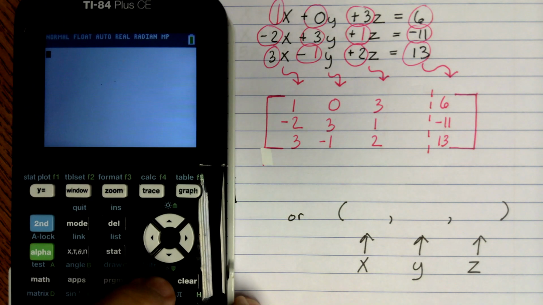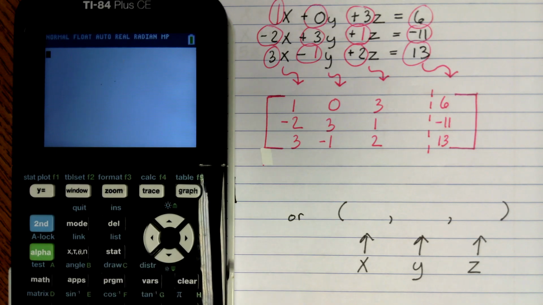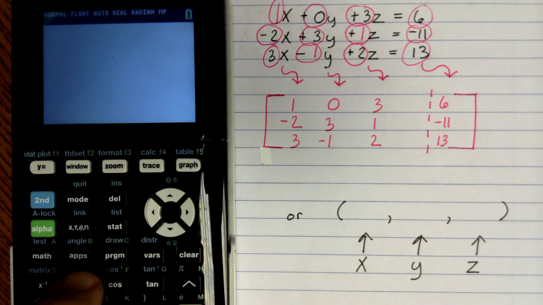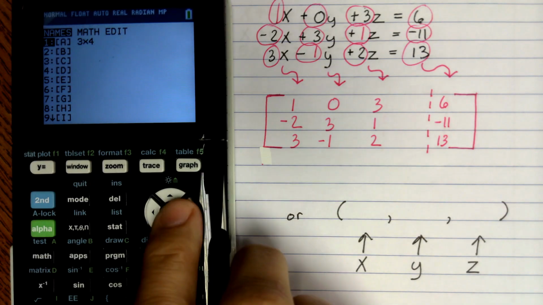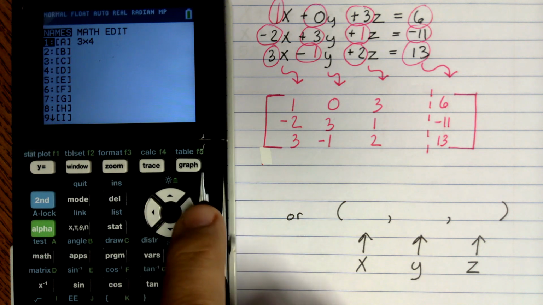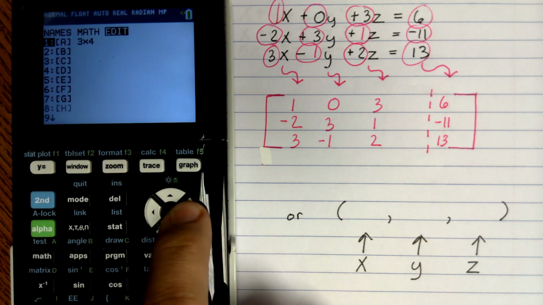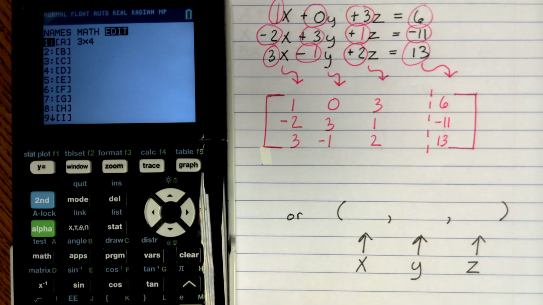So I'm going to get my calculator and just put it beside it. And what I want to do is hit second and x to the negative 1 power, which is basically for matrix. Now notice it does pull it up. I want to click this little paddle to the right to go to edit. And notice it's already on option 1, and it says it's a 3x4. I'm going to hit enter because we're going to make an adjustment to that.